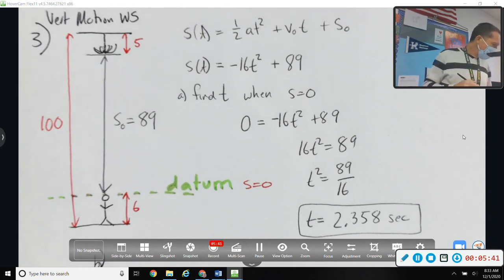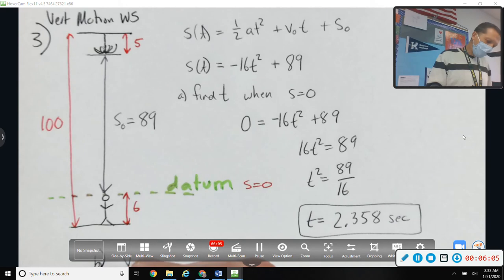Part B. If you do not duck or get out of the way... Wait, ducking, though, doesn't seem like a good plan. You're just delaying the inevitable, and it'll be going faster when it hits you, so don't duck. If anything, stand up taller so it's not going as fast when it hits you. How fast will the chandelier be traveling when it hits you on the head?